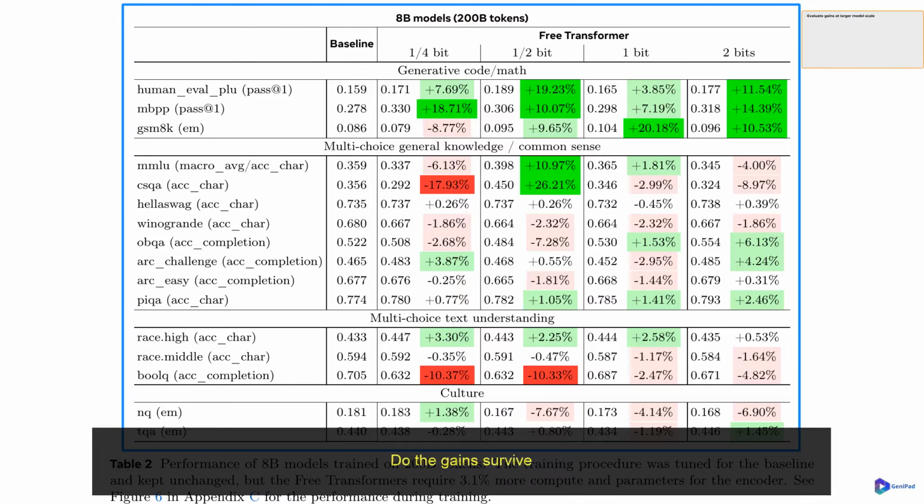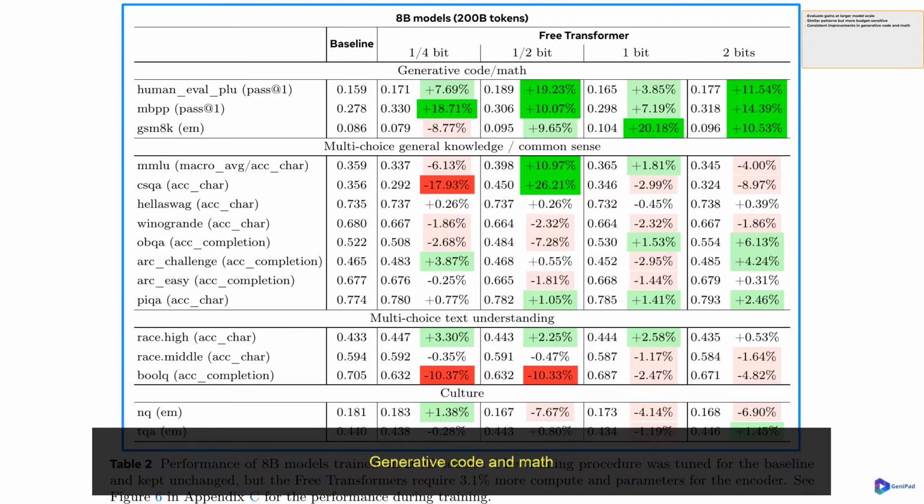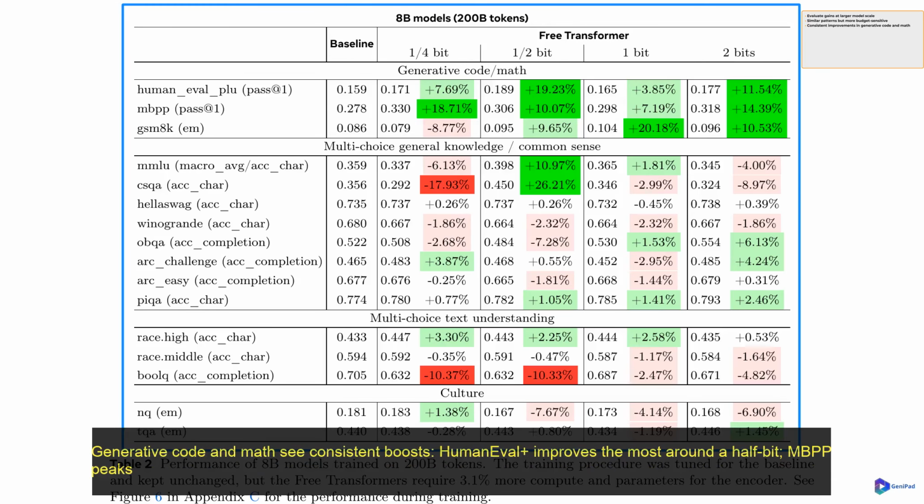Do the gains survive at larger scale? At 8B parameters trained on 200B tokens, the story is similar but more sensitive to the latent budget. Generative code and math see consistent boosts. HumanEval Plus improves the most around a half bit. MBPP peaks at a quarter bit. GSM8K improves notably around 1 bit.